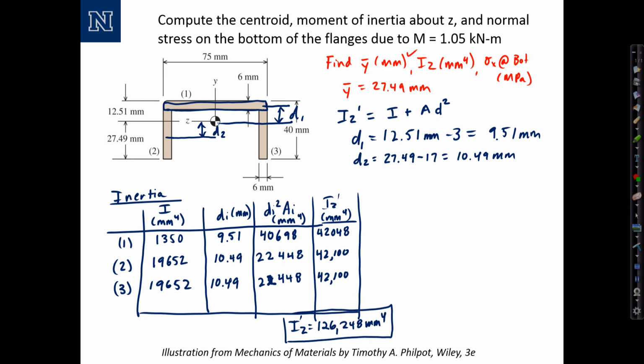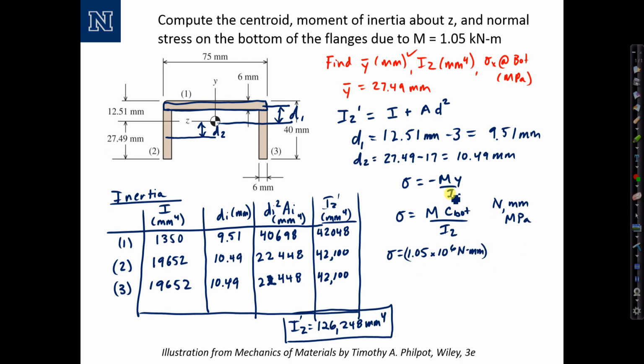Now to calculate the stress, we'll use the formula sigma equals negative M y over I. I'm actually going to drop the sign and determine it by inspection. To calculate at the bottom of the section, I want to take y equal to c at the bottom divided by Iz. My working units are going to be newtons, millimeters, and megapascals, because a megapascal is a newton per millimeter squared. So go ahead and substitute the moment, 1.05. To convert that to newton millimeters, I'm going to multiply by 10 to the 6th.